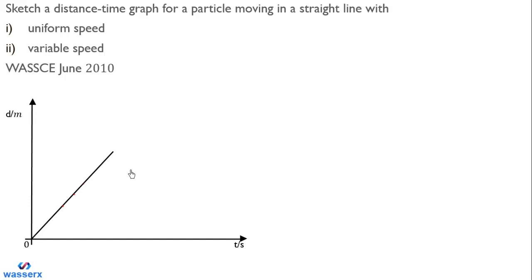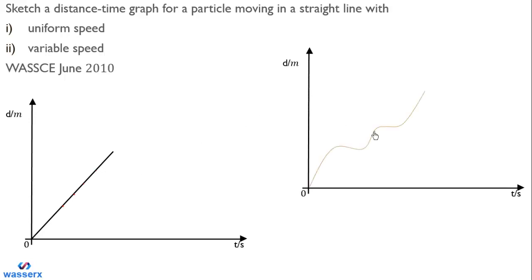Now for the second part, the speed at each point is not uniform, so we are going to get a graph like this because the speed keeps changing. It's not a uniform speed, so this is how the graph will look.